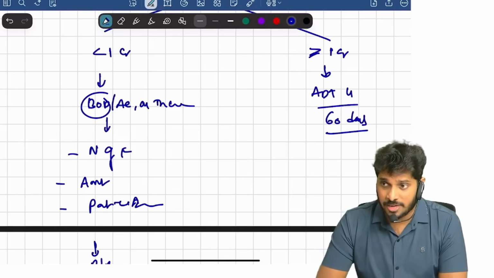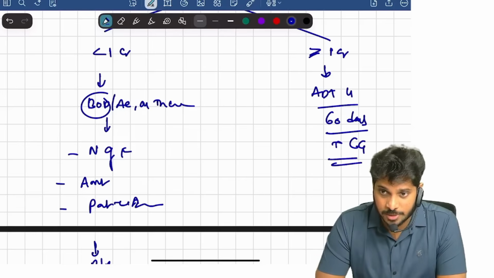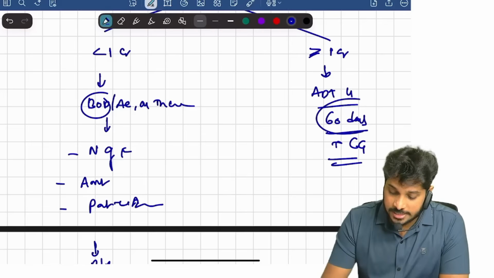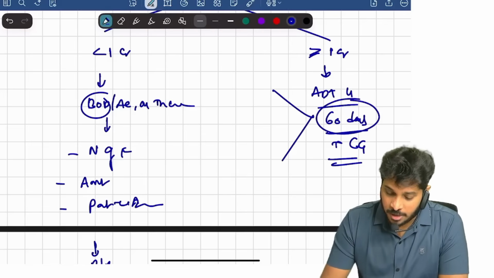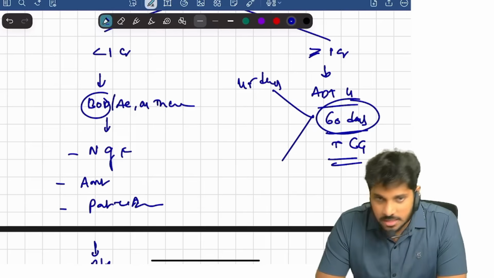ADT4 form has to be filed within 60 days to central government. That's why a fraud has to be reported to central government. Why is a 60 days time limit given? Breakup: first 45 days, talk to the company, tell the directors that this incident happened.